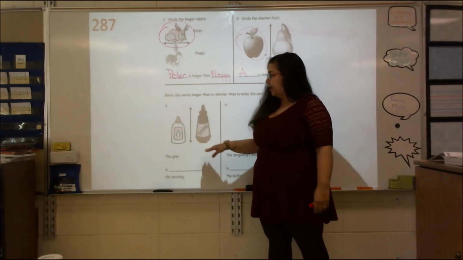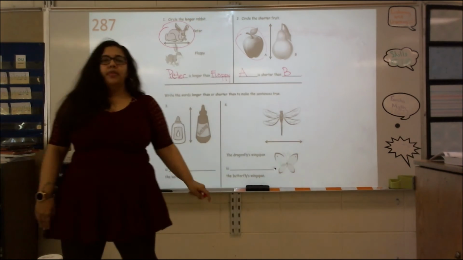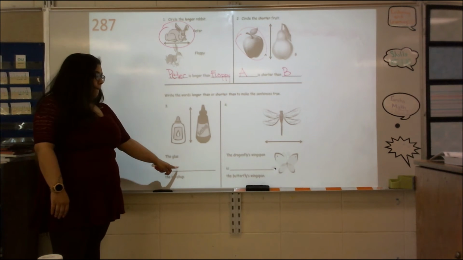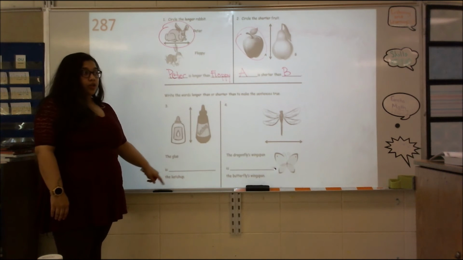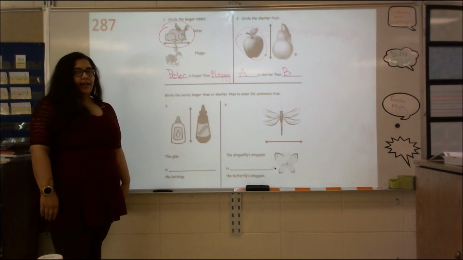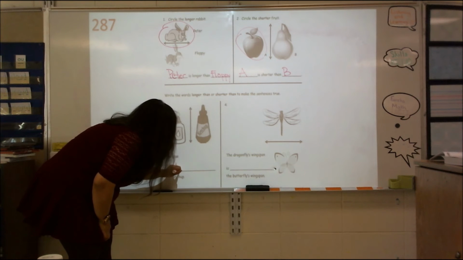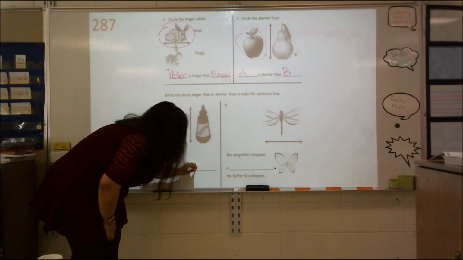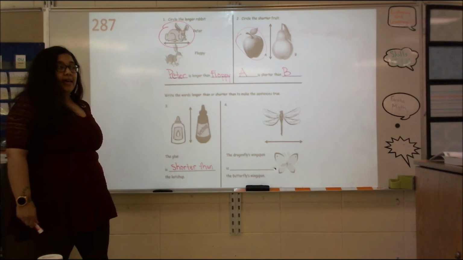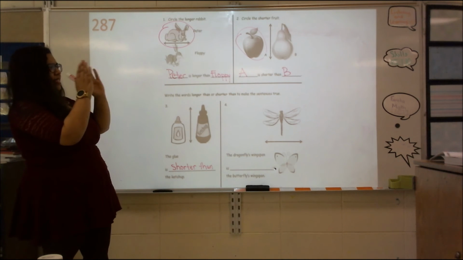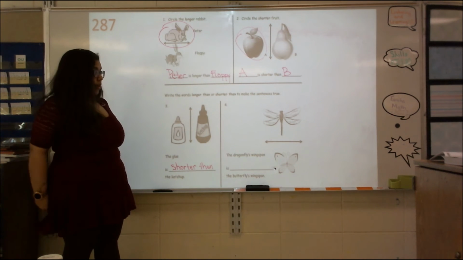All right, this one is shorter than that. That one is longer than that. Cool, we know which one's short, which one's long. The prompt says the glue is blank the ketchup. So which will make this sentence true? The glue is shorter than the ketchup, or the glue is longer than the ketchup? Shorter. Excellent. The glue is shorter than the ketchup. Because right now, today, we're just looking at seeing the difference and noting that they have to start at the same line.